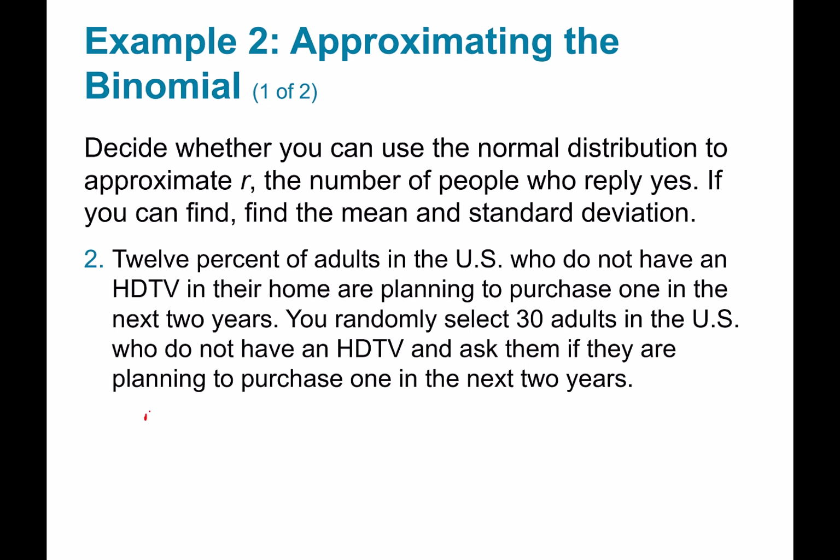So same thing, let's define what N, P, and Q are. So we know N in this case is going to be our 30 adults we're selecting. So our trials, our adults, are in this case 30. P is the probability that they are planning to purchase one. So that's 12% or 0.12. Q then is 1 minus 0.12, which then gives us 0.88.